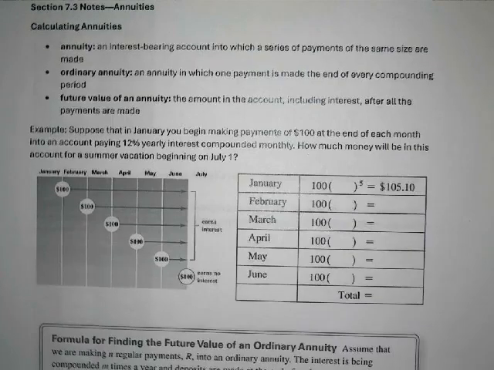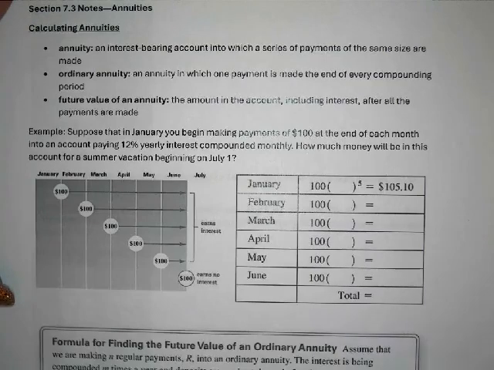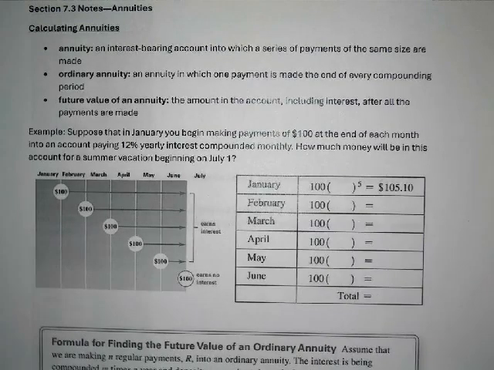So here's an example problem. It says, suppose that in January, you begin making payments of $100 at the end of each month into an account paying 12% yearly interest compounded monthly. How much money will be in this account for a summer vacation beginning on July 1st?